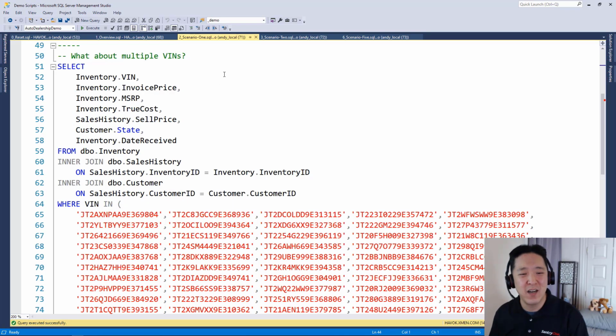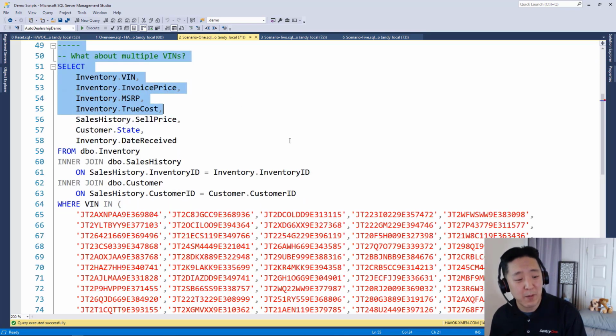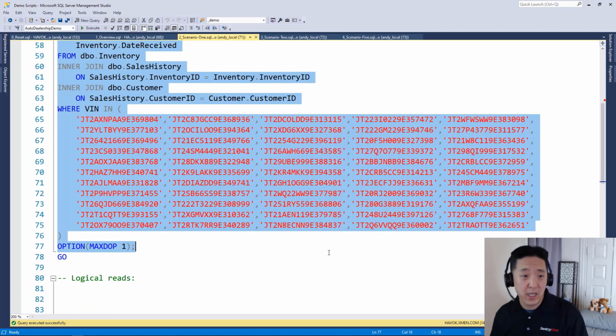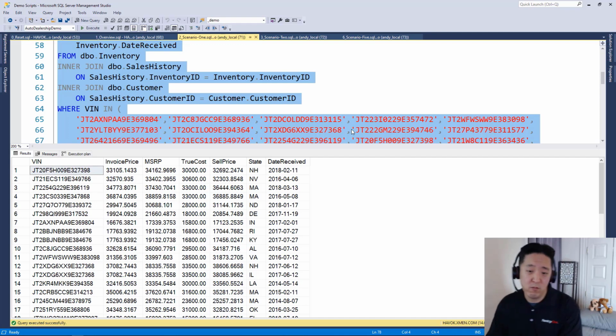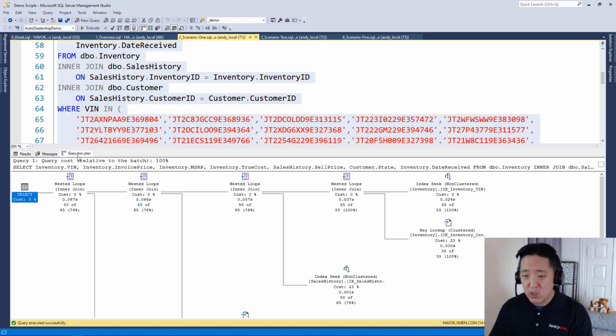So again, this is another example of what might happen if you happen to have ORM-based code. This is an anti-pattern that I see on a regular basis, even in code written by people. Sometimes people will just copy and paste discrete values out of an Excel document and put them in here, right? So we still have index seeks and key lookups, as you'll see here in the execution plan.